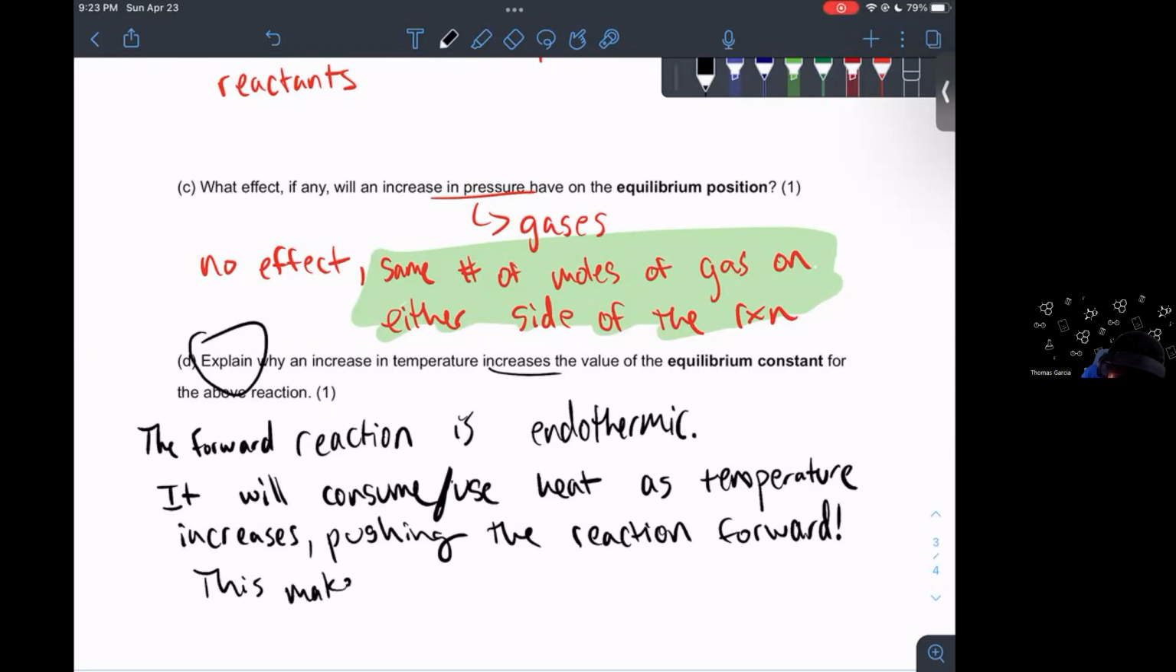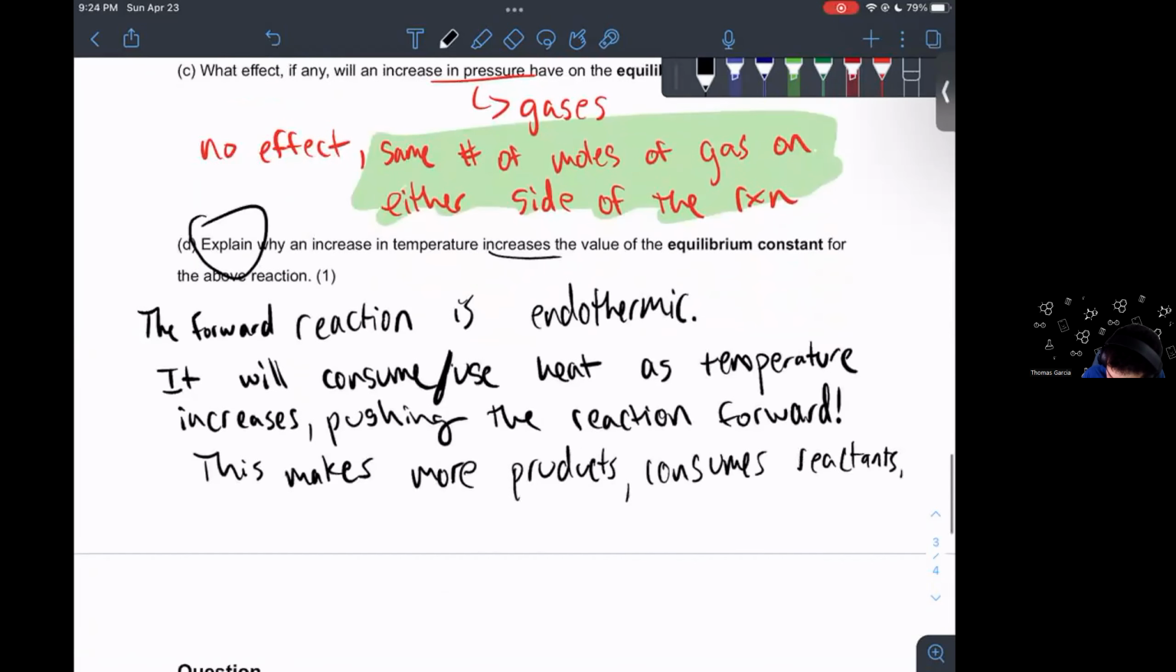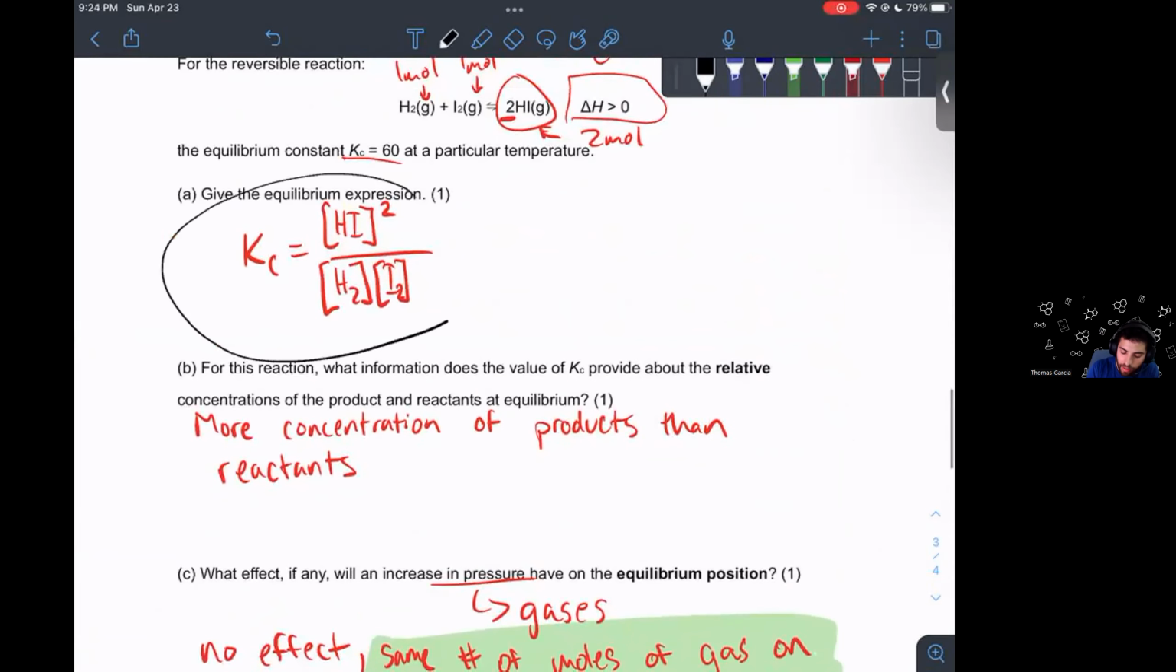This makes more products, consumes reactants, therefore increasing Kc. So I needed to make sure that I know through the equation in Kc that I outlined up here that I am increasing the products. So increasing the products, decreasing the reactants, therefore Kc will increase.